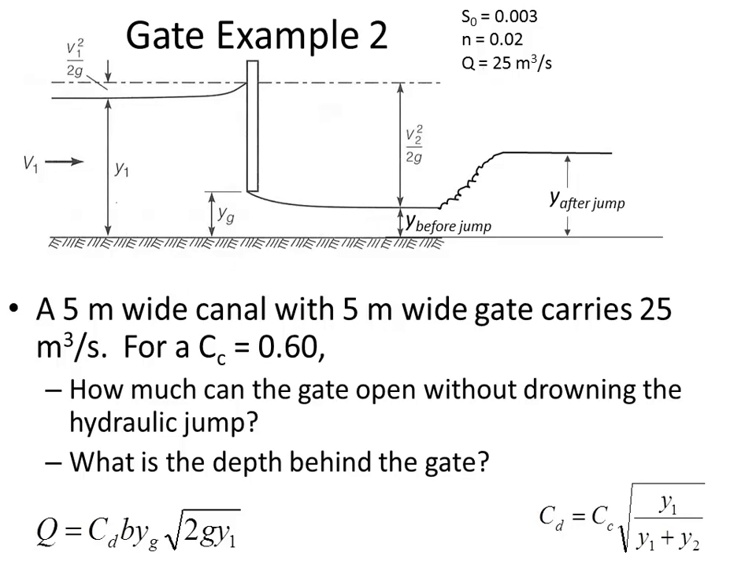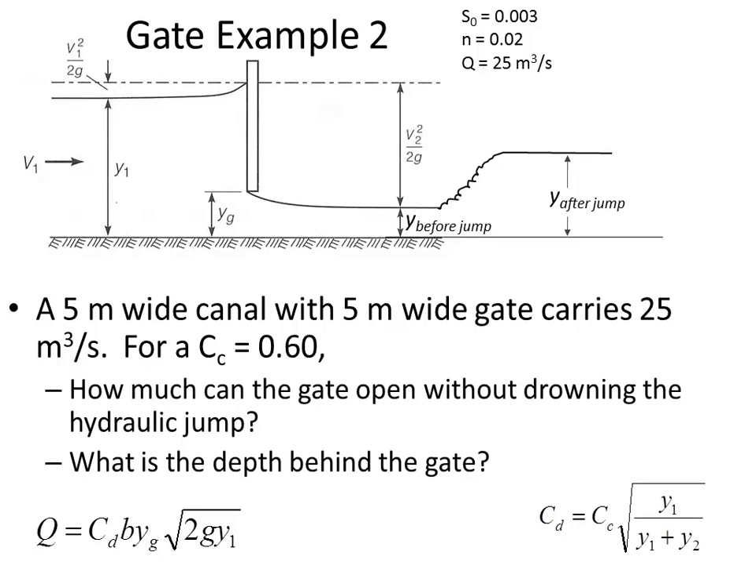And then in the second step, find the critical depth. And the critical depth, since this is rectangular, can be found with the equation y sub c is flow per unit width squared divided by g to the 1/3 power. So that's the second step.